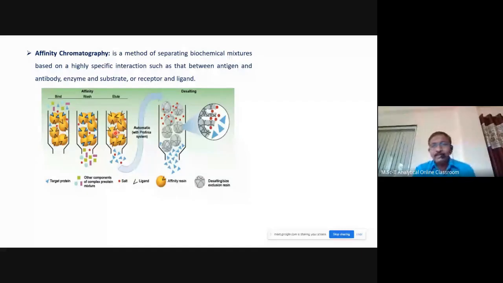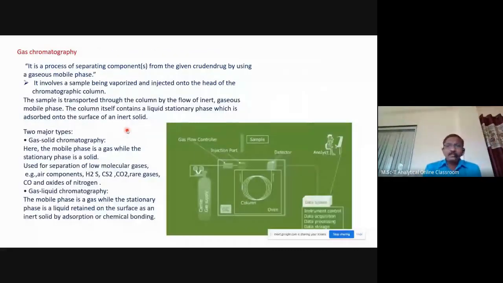And that's why this is the affinity chromatographic technique that can be used mostly for the separation of proteins from a mixture that has enzymes, substrate, receptor, antibodies, ligands. So such kinds of components are present along with the target protein, and we can easily separate out the protein from the rest of the components. So that is called affinity chromatography. Then gas chromatography. I think you have already learned this.